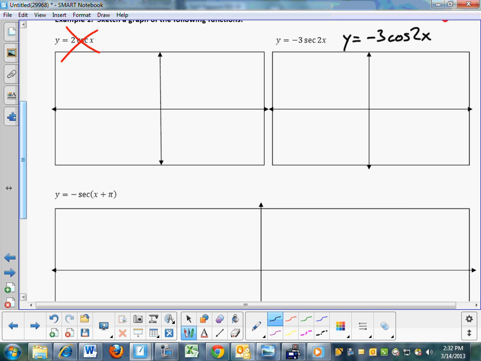So, what's the vertical shift? None. Horizontal shift? None. What's the amplitude? 3. Period: 2 pi divided by 2 is pi. Mark it out.